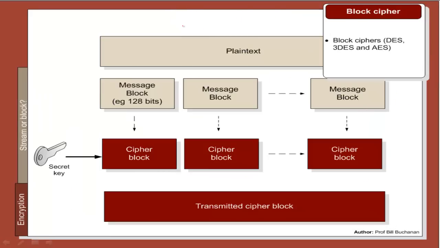The way it does it is it'll take a whole block of plain text called the message block. It then encrypts each block one block at a time, and then joins these together to create a transmitted cipher block. So we have a secret key that we apply to make the cipher blocks.